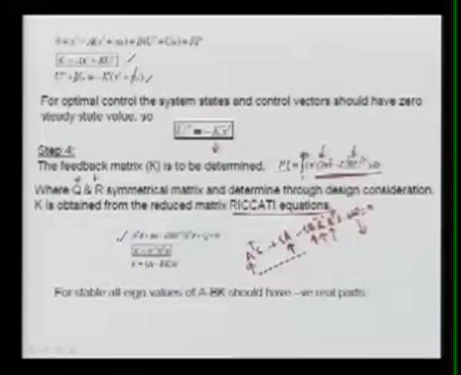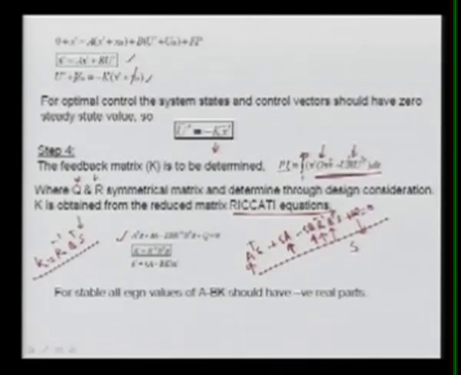Now from this equation we require the matrix S. So matrix S must be determined, and then we can relate it to K. What is K in this case? K will be R inverse, B transpose, S. Once you get the S matrix, you can get your K matrix. So for all stable cases, all the eigenvalues of A minus BK should have a negative real part.